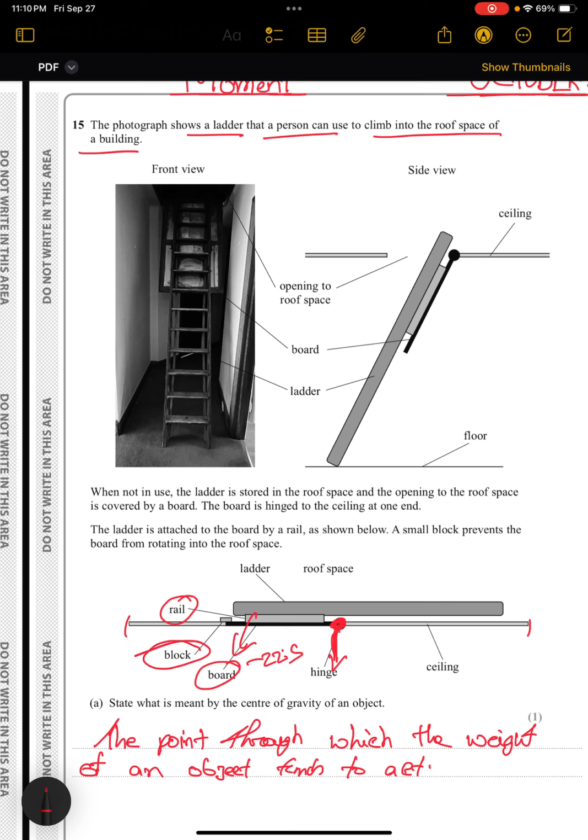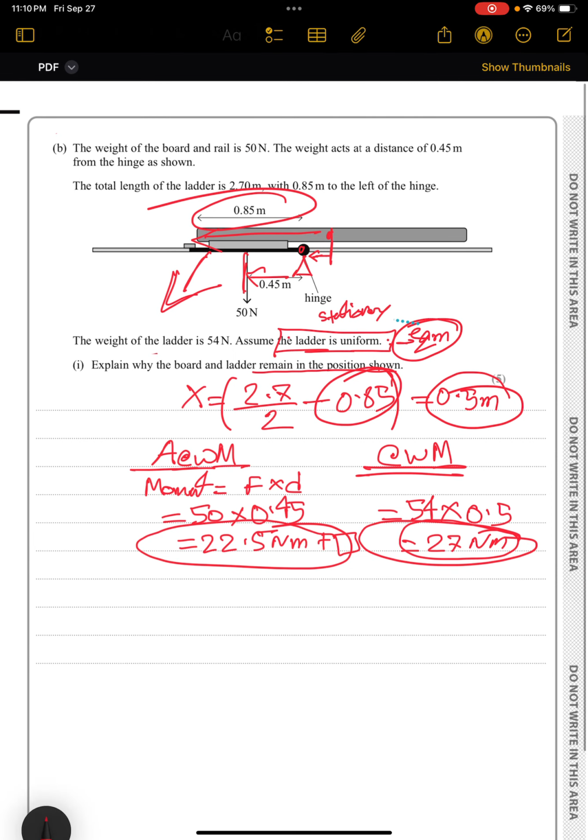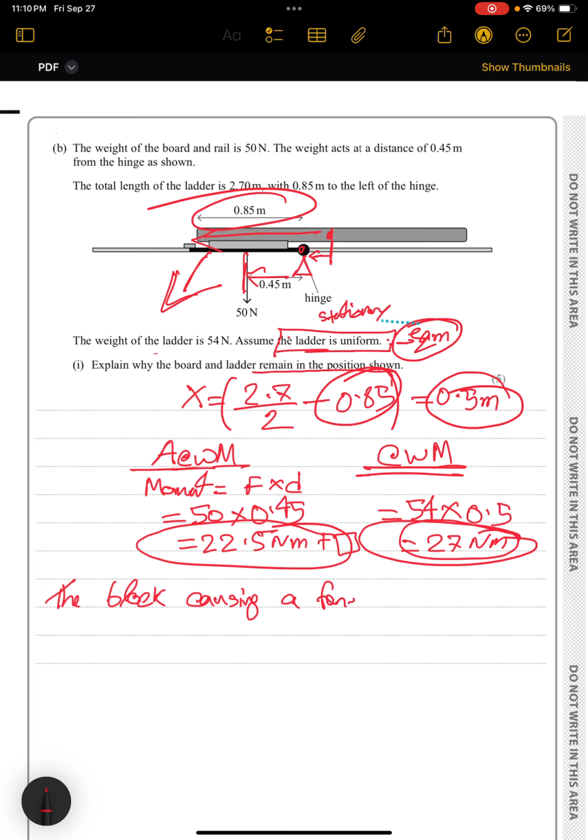So this must be from the block. This is the block from which the other force is coming, and the overall force in this position is coming from the ladder. So let's go and write it down here, that the block causes a force. You have to just simply mention the block causing a force or moment. You can write any of them.